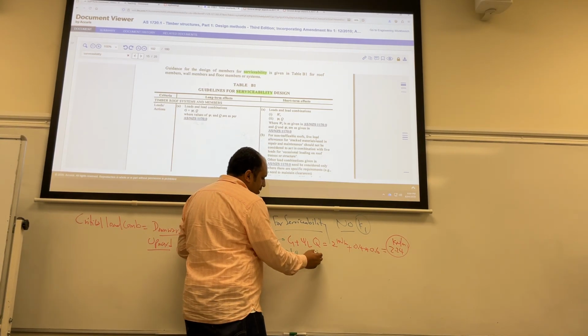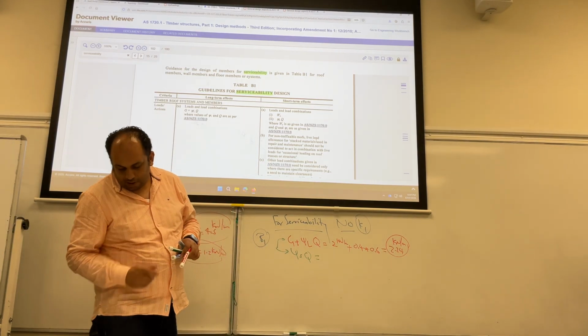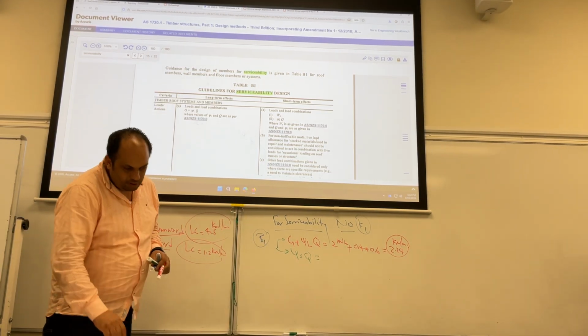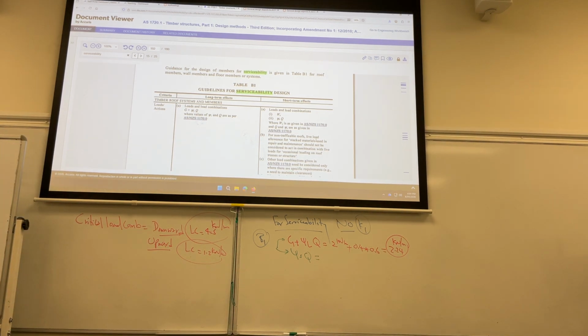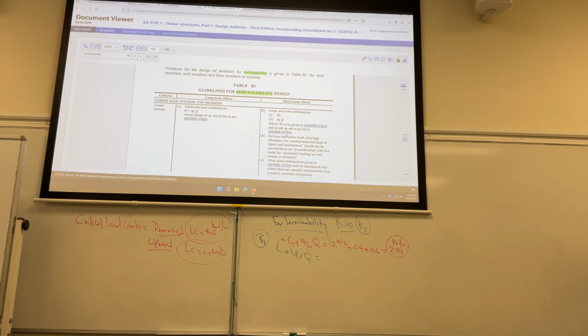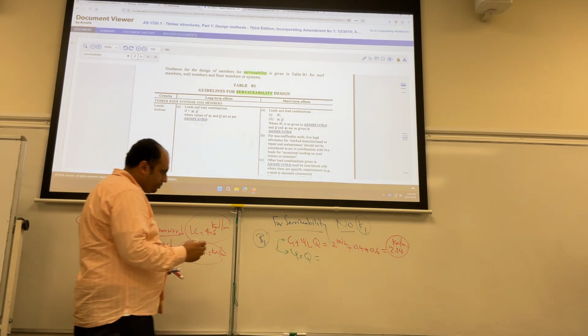How much is Psi S? Have you calculated? Psi S, short term 0.8 times 3. 0.8 times 3 is 2.4. This is the same table, okay? Table 4.1. We are in an office, so it is point what? 0.7. So for office, it's 0.7.